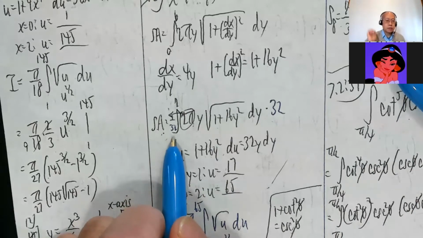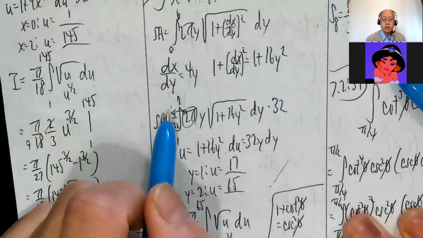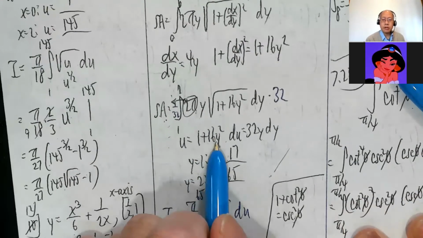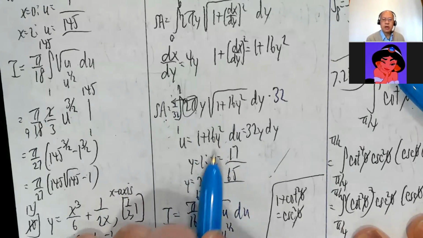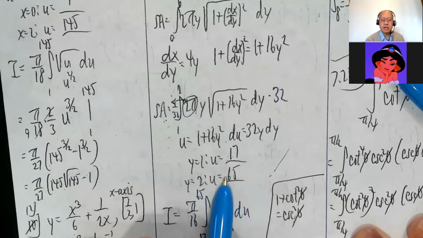And I need to change the limits. So let's see, the original y is going from 1 to 2. So what happens to u? Well, I plug in 1: 1 plus 16 is 17. Plug in 2: 2 squared is 4, times 16 is 64, plus 1 is 65.